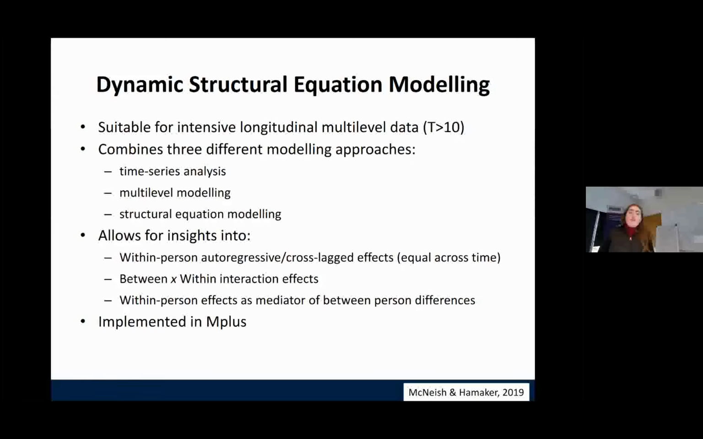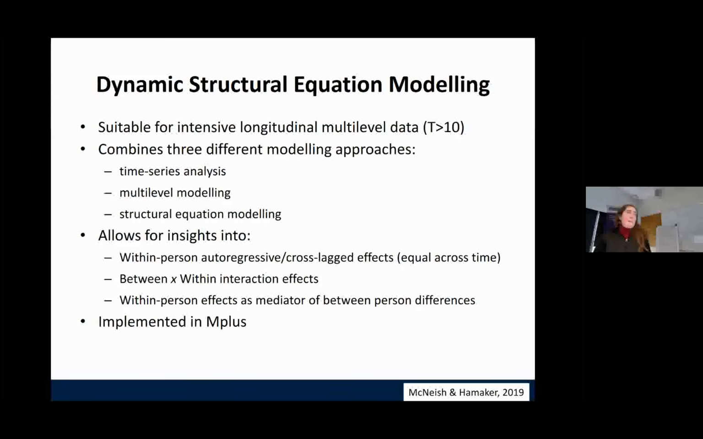So dynamic structural equation modeling combines 3 different types of analyses. That is time series analysis, multi-level modeling, and then structural equation modeling. So within the model, where we again get within-person cross-lagged effects and autoregressive effects, we can also take those parameters that we estimate there and put them into a much more complex model with all sorts of different things you're interested in. For example, we can use the within-person effects as mediators of between-person differences.